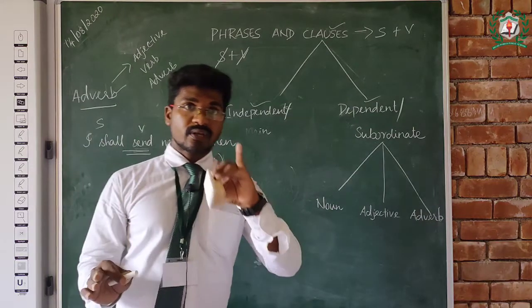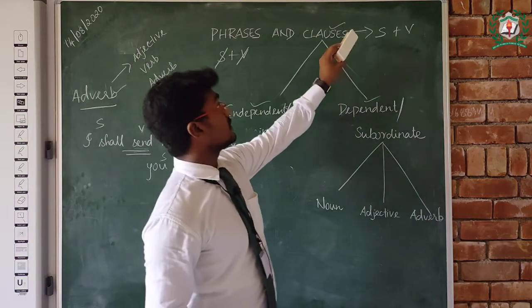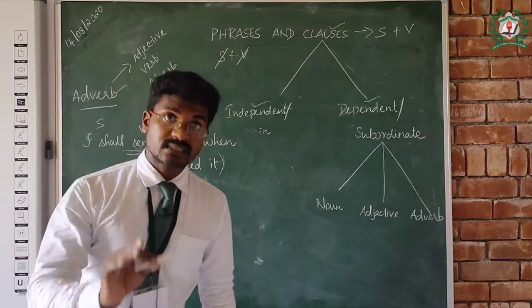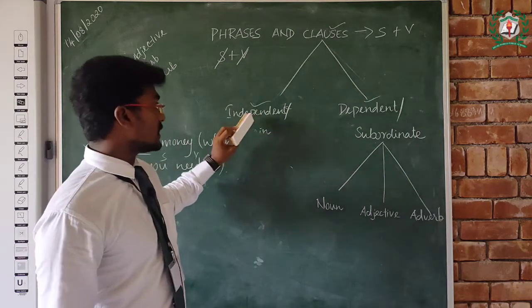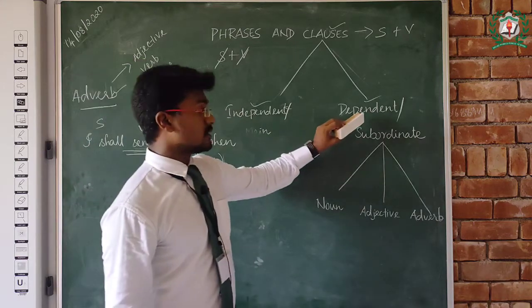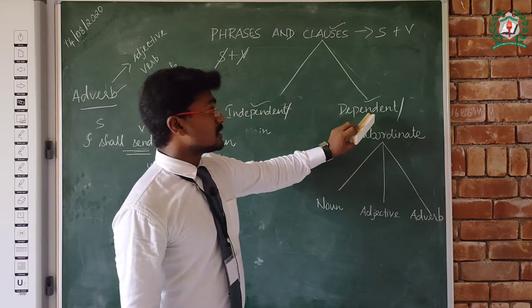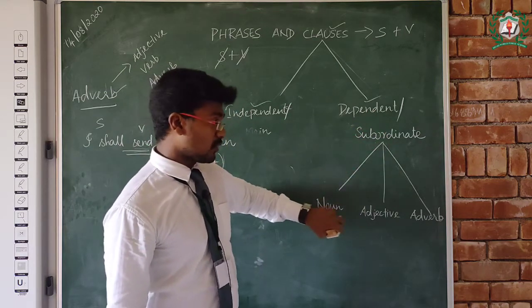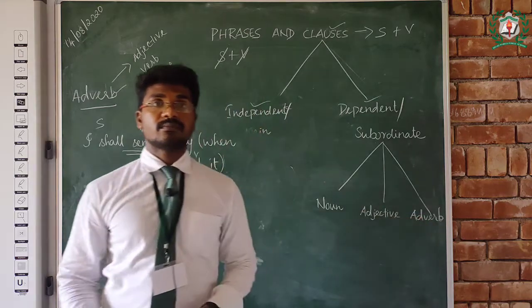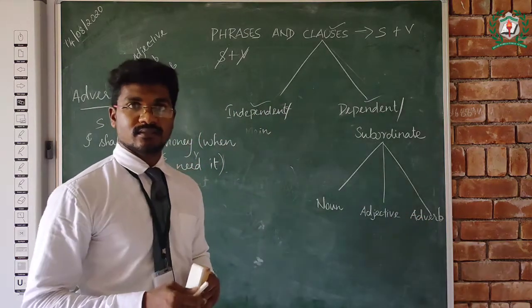A phrase does not have subject and verb, and a clause consists of subject and verb. And today we have seen about independent and dependent clause, and then under the dependent, or subordinate, we have seen noun, adjective and adverb clauses. I hope you have got it. Thank you.